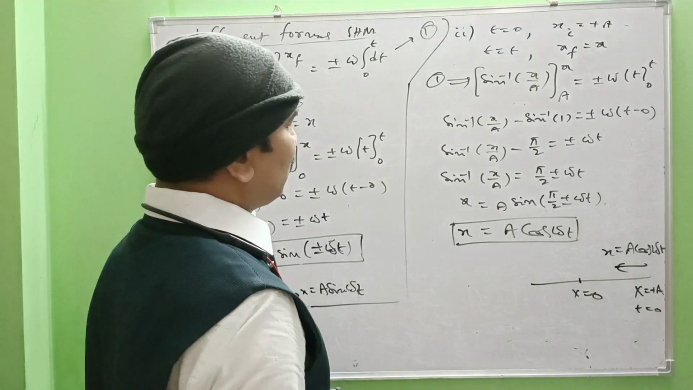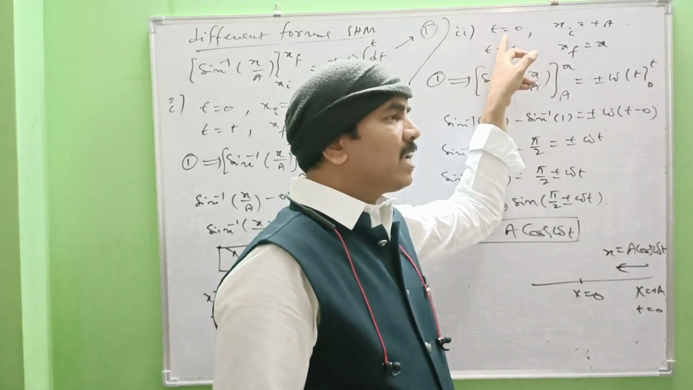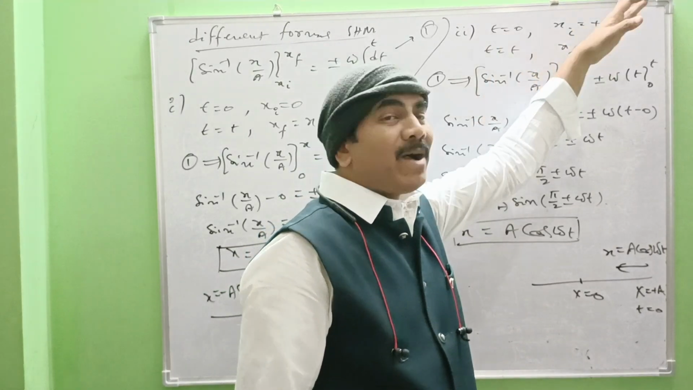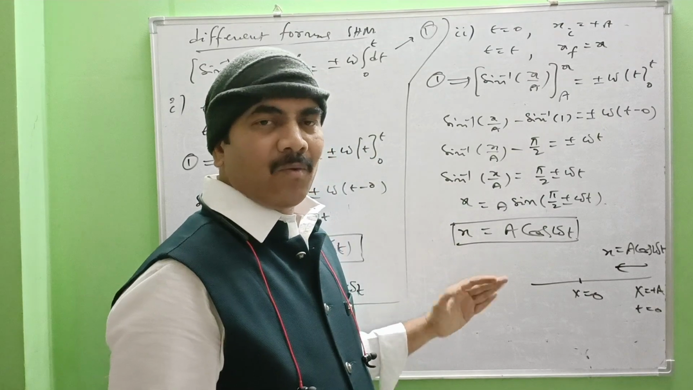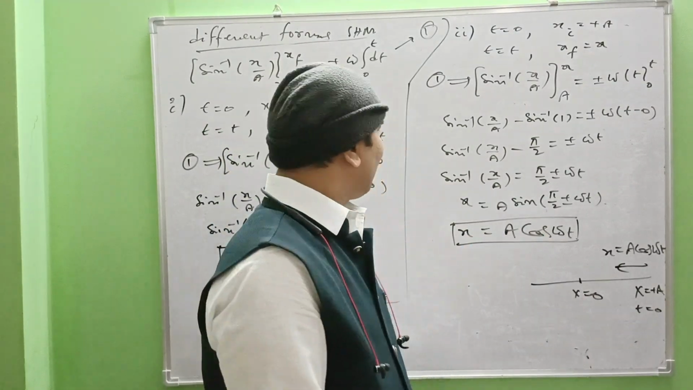And the third option: suppose when t = 0, initially the particle was found at x = −a, the negative extreme position. Now what is the valid expression here? Naturally it becomes x = −a cos ωt. Let us see here.